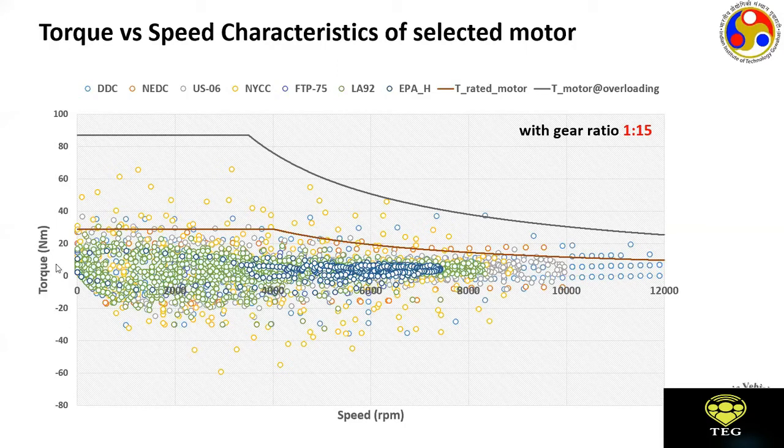The other observation is that most of the positive operating points are below the brown curve. That essentially means that only sometimes we will need to overload the machine, but most of the time the machine would operate near the rated operating conditions. Here there are some points beyond the brown curve, so here the motor would be overloaded. But there are very few points when the machine will work at the peak torque versus speed condition.